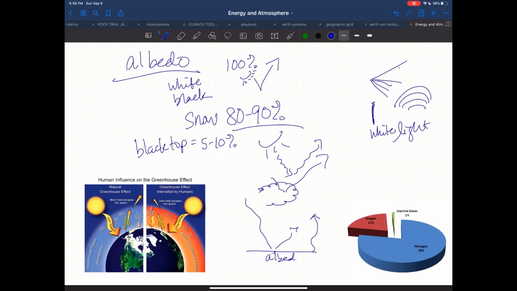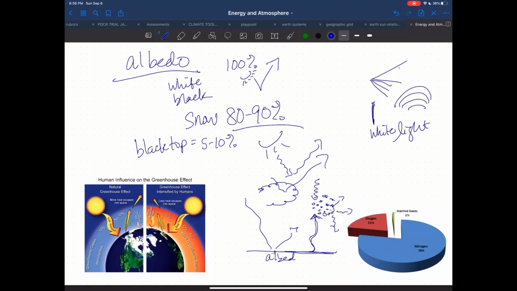Our atmosphere is heated by long wave radiation. It's actually the infrared long wave radiation being emitted by the Earth that interacts with certain gases in the atmosphere that absorb that long wave radiation. They don't absorb the short wave radiation. They absorb the long wave radiation. And as they absorb the long wave radiation, they heat up and they also emit long wave radiation.